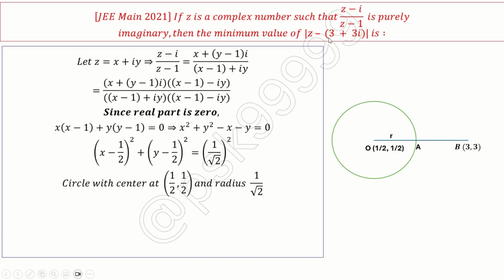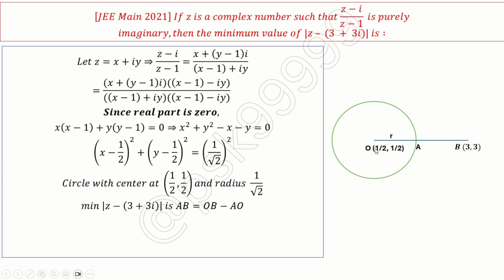Now my absolute of z minus 3 plus 3i is nothing but the distance of the point 3 comma 3 to the circumference of the circle. Okay. And where will be that minimum value? Minimum value will be the shortest distance, which is nothing but AB. Correct? AB is the shortest distance. How do you get AB? Minimum of absolute z minus 3 plus 3i is nothing but AB, which is equal to OB minus OA.